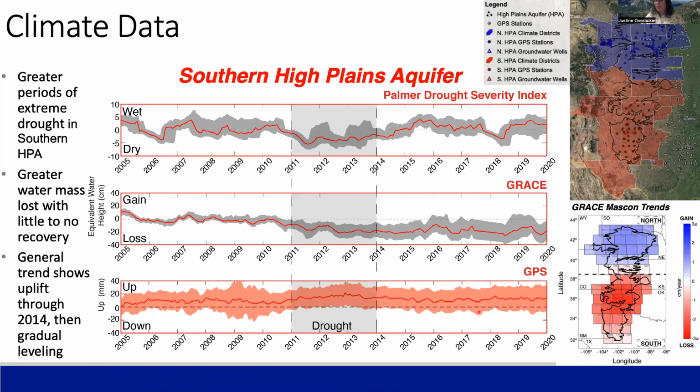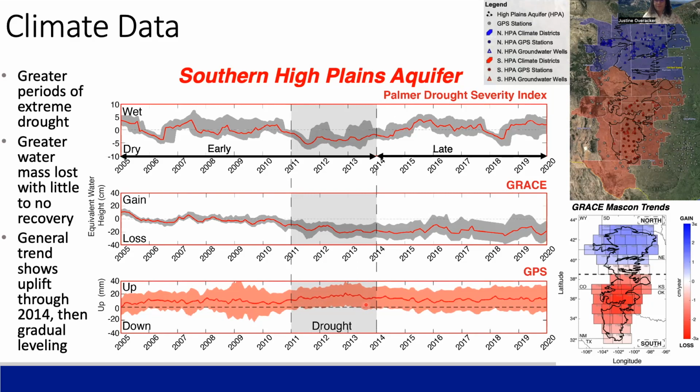For the Southern High Plains, we used 49 GPS time series, 30 GRACE mascon time series, and 12 PDSI time series for climate districts and stations within or intersecting with the High Plains Aquifer in the southern part. So in the south, the trends indicate there are more frequent periods of extreme drought, and greater mass loss with little to no recovery, shown by GRACE. And then the general trend shows uplift through 2014, and then gradual leveling afterwards. It's important to note that the period 2011 through 2014 was a very intense drought period.